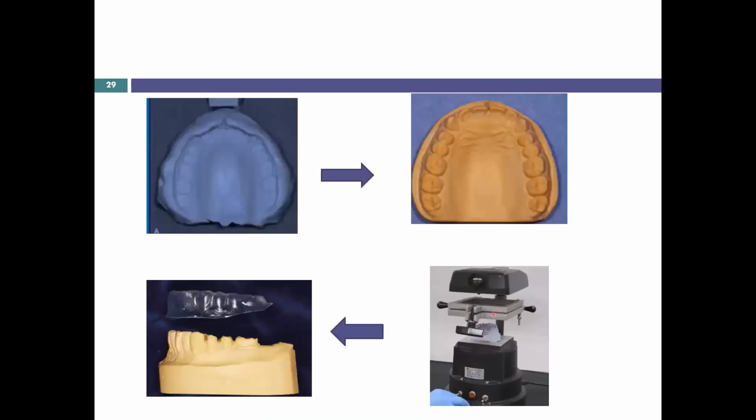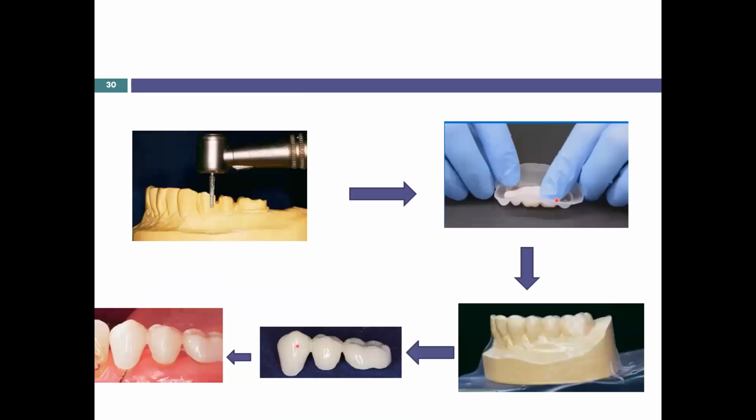So in this, as usual, the impression is made and we achieve the cast. This is the pre-operative cast. We will do the preparation on the cast. When we achieve the diagnostic cast, we will make a transparent vacuum formed sheet. As shown in the picture, we are doing the preparation on the cast. This preparation is not an exact preparation, but an arbitrary preparation.